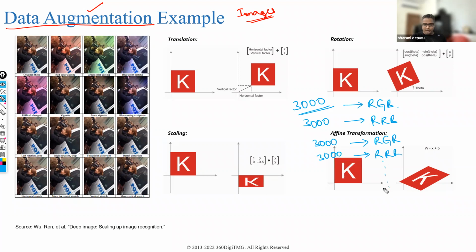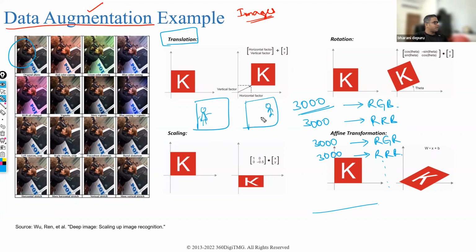Just imagine all those combinations. Instead of green, instead of red, replace it with green. Replace blue with green. So you'll have a huge number of images. Then you can also do something called translation. If this person is here in the image, then translate. Ensure that the person comes somewhere here at the center maybe. So you're translating the image.